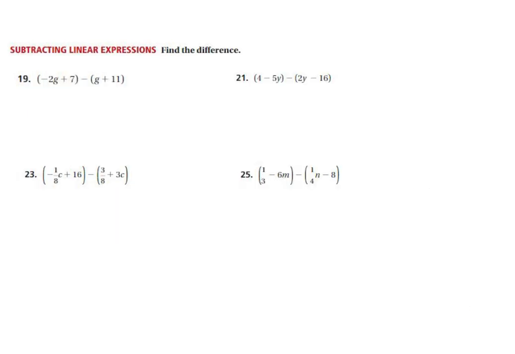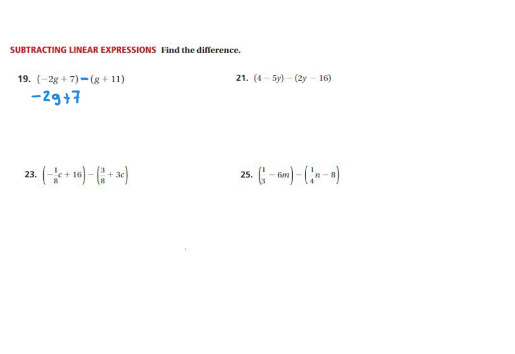For questions 19 through 25, we're now being asked to find the difference. And these ones become a little bit more challenging because we have to do something called distributing the negative or distributing the minus sign. So when we do these, it's going to be just slightly different. When we get rid of the parentheses, we have negative 2g plus 7. And now we can see this as a subtraction sign, but what we're actually going to do is add the opposite of everything.